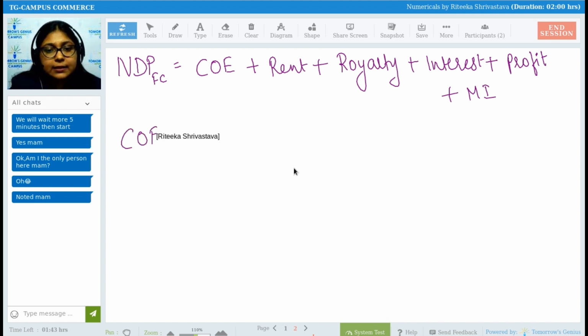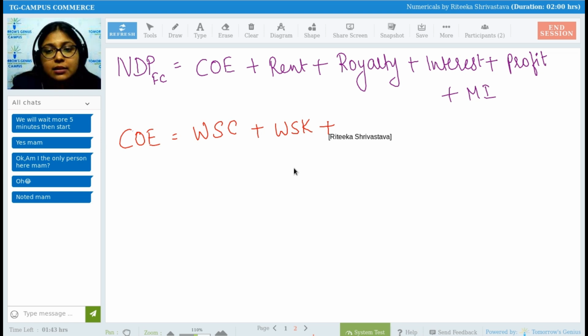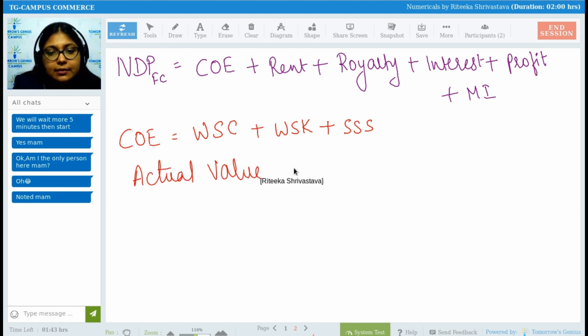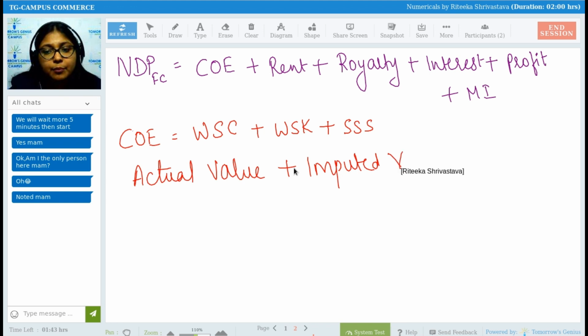Now, COE, that is compensation of employees, again has three subparts. Compensation of employees has three parts, that is wages and salaries in cash plus wages and salaries in kind plus social security scheme. Now, when we talk about rent, royalty, interest, we are going to include both actual value as well as imputed value.